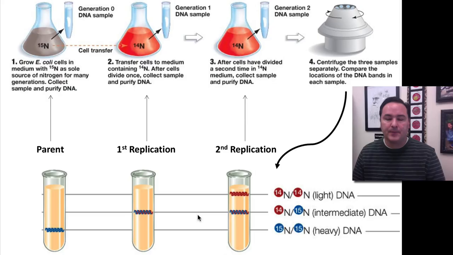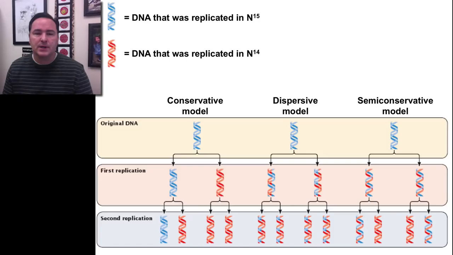Now, based on these results, we should be able to tease out what's happening with DNA. Now, there were three working models that the investigators had. The first one's called the conservative model.